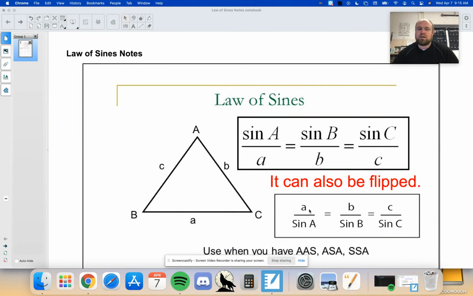You can also flip it and put the side length on top and the sine of the angle on bottom. It really doesn't matter which way you do it. You're probably going to do it a consistent way, but that's going to depend on your preference. You only need two of these to make an equation. So it might be using side A, side B, angle B, and you might not have to use this part. So you're only going to typically use two of them.